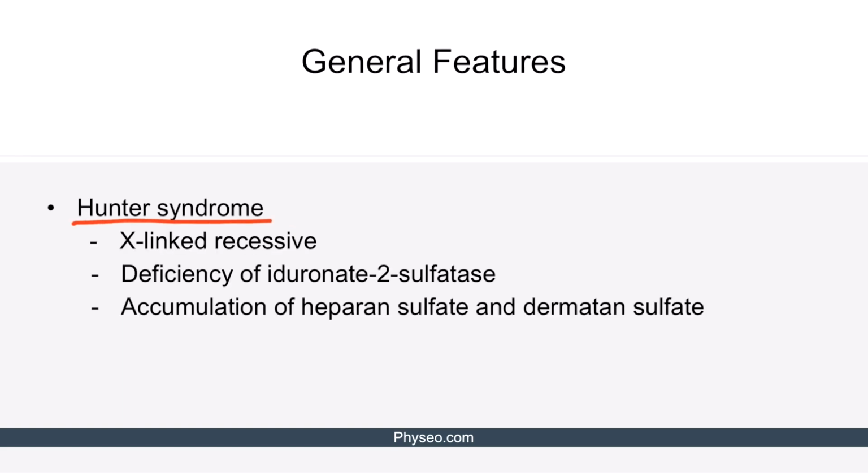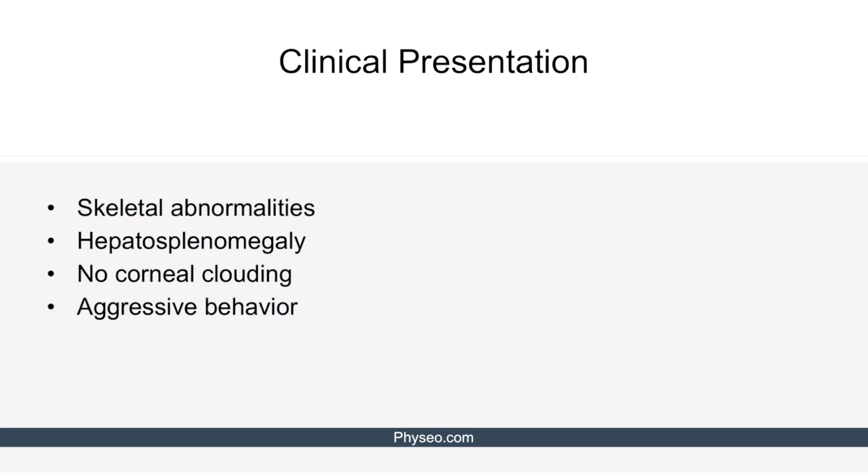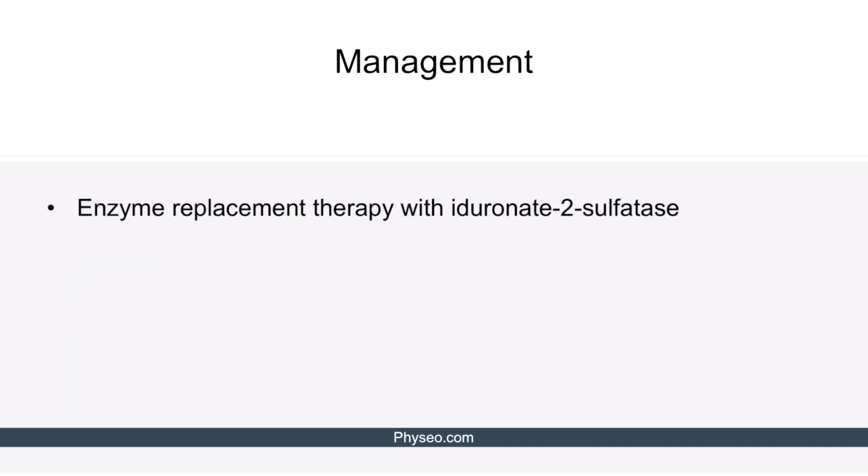Hunter syndrome is an X-linked recessive disease caused by deficiency of iduronate 2-sulfatase. There is accumulation of heparan sulfate and dermatan sulfate. Hunter syndrome is similar to Hurler syndrome in a sense that it is also characterized by skeletal abnormalities and hepatosplenomegaly. However, Hunter syndrome has no corneal clouding and is characterized by aggressive behavior. Management of Hunter syndrome includes enzyme replacement therapy with iduronate 2-sulfatase.